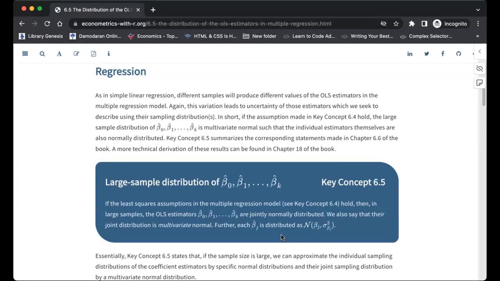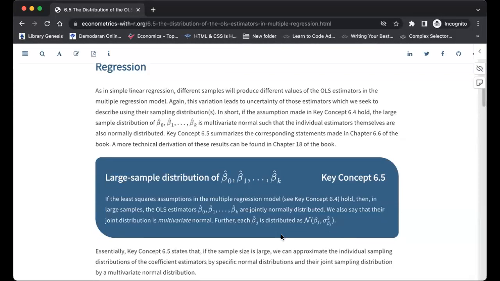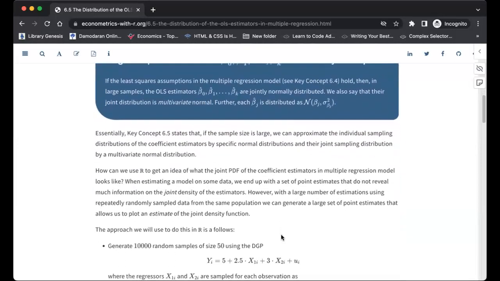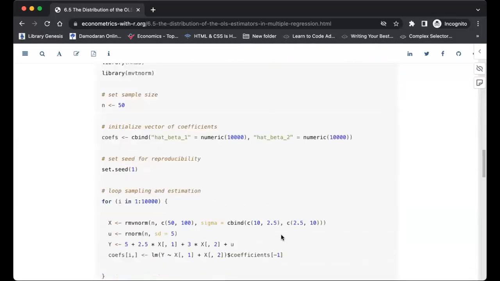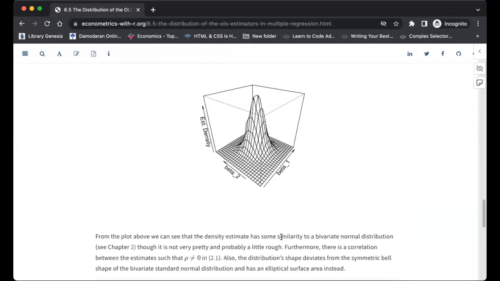Furthermore, each beta j hat is normally distributed with a mean of the true beta j and a variance of sigma square. Basically, it's saying that if our sample size is large enough and these assumptions hold, we can generalize that our estimators will be jointly normally distributed. That's what it's trying to explain here, and it gives a simulation of this in R. That's what it plots here.